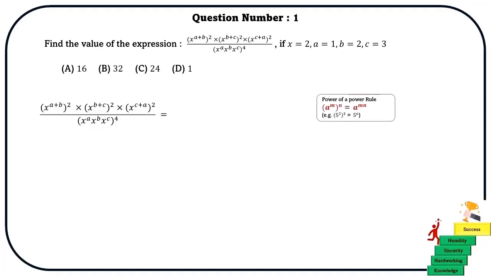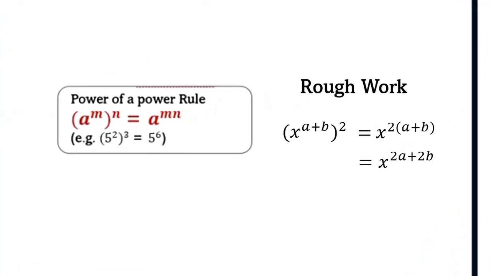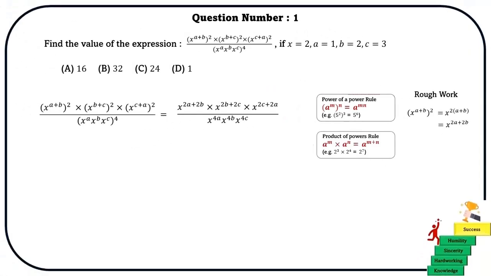According to the power of power rule, when a power is raised to another power, we multiply the exponents. So, x to the power a plus b to the whole power 2 becomes x to the power 2a plus b, which simplifies to x to the power 2a plus 2b. Then we can apply this to all the terms of the expression.